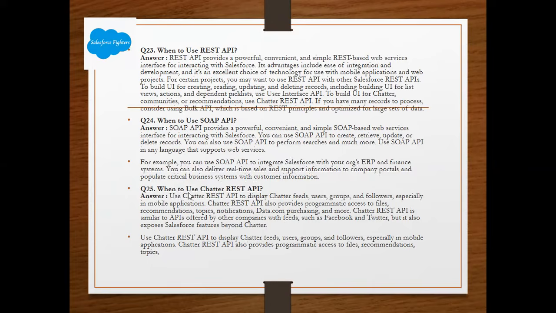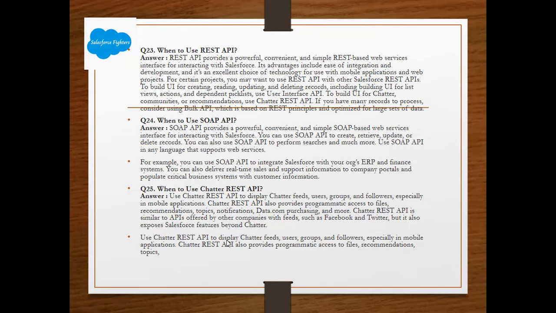Next question: when to use Chatter REST API? Use Chatter REST API to display Chatter feeds, users, groups, and followers, specifically in mobile applications. Chatter REST API also provides programmatic access to files, recommendations, topics, notifications, data, and more. Chatter REST API is similar to the APIs offered by other companies with feeds, such as Facebook and Twitter, but it also exposes Salesforce features and data in Chatter.